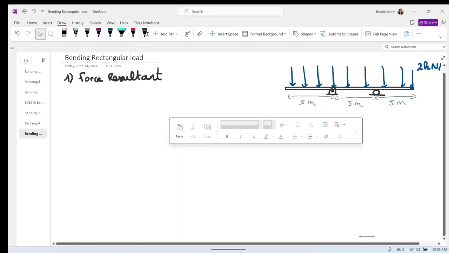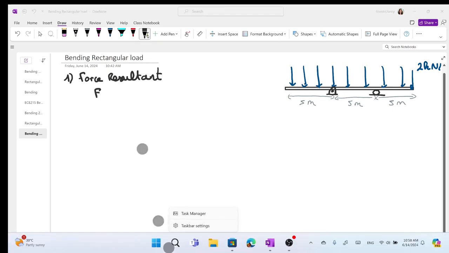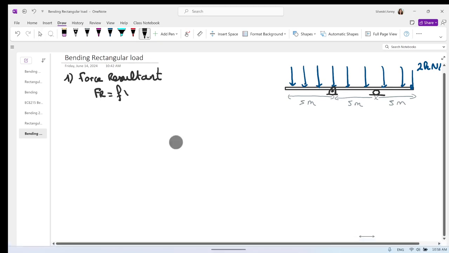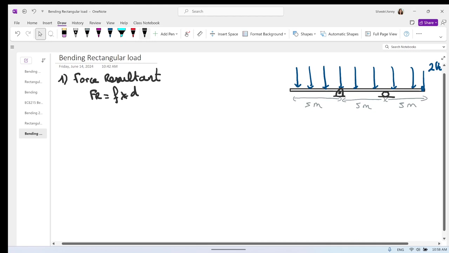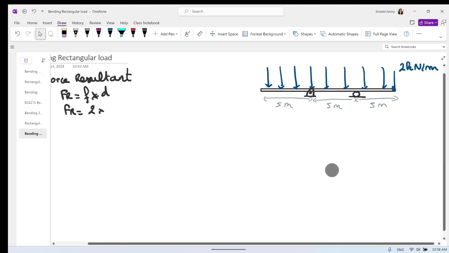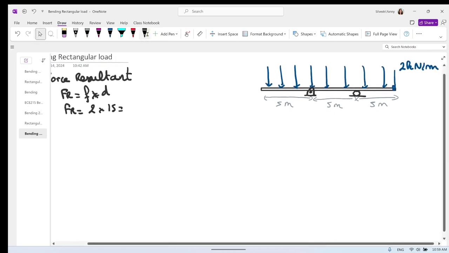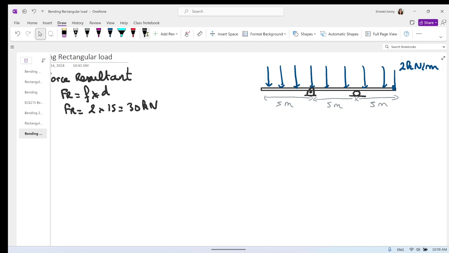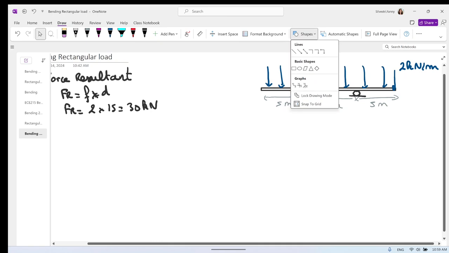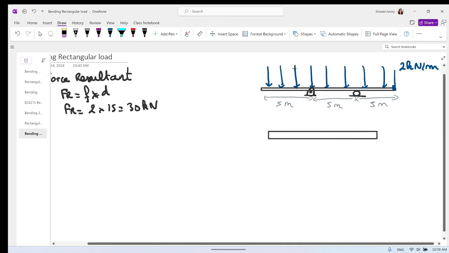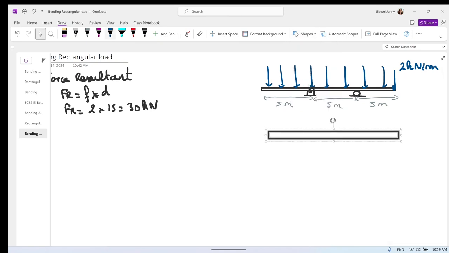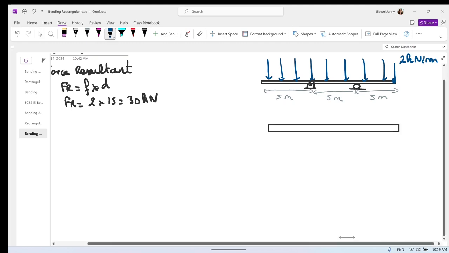So the resultant force for a distributed load is Fr equals F times the distance. In this case, Fr equals 2 kilonewton times the total distance on the beam, that's 15. So that will be 30 kilonewton. So we can replace this distributed load by one load. It's in the center, right? Because it's a rectangular load. So we have one force of 30 kilonewton.